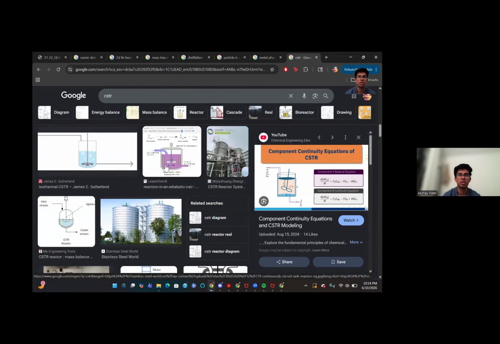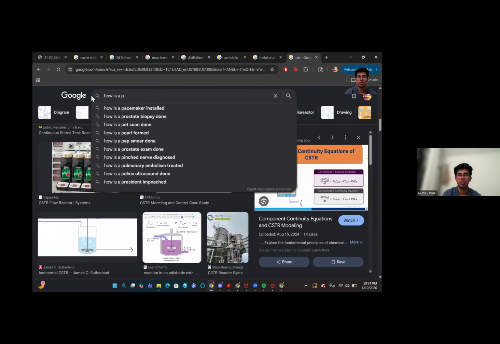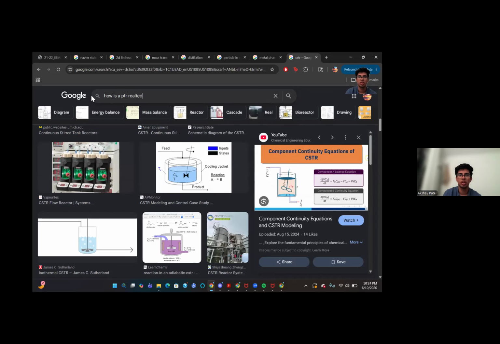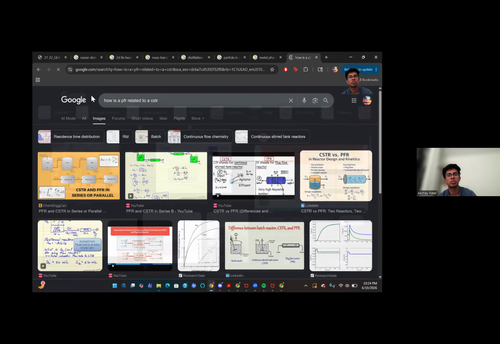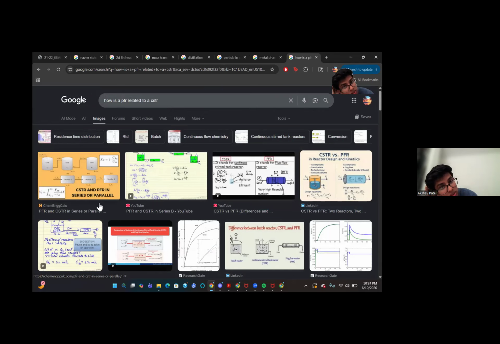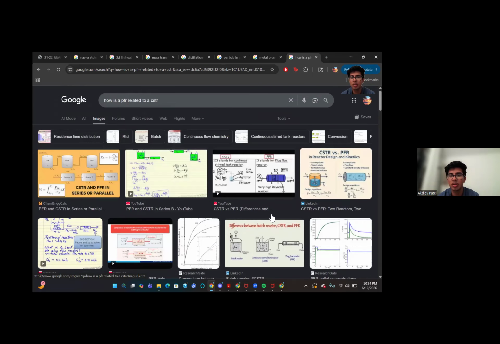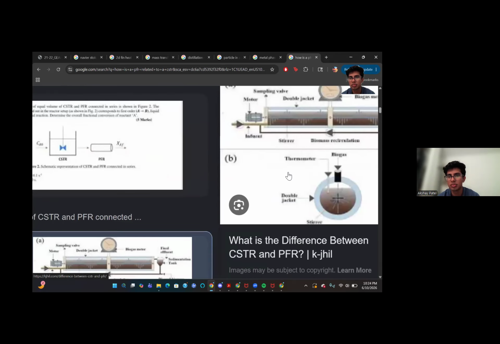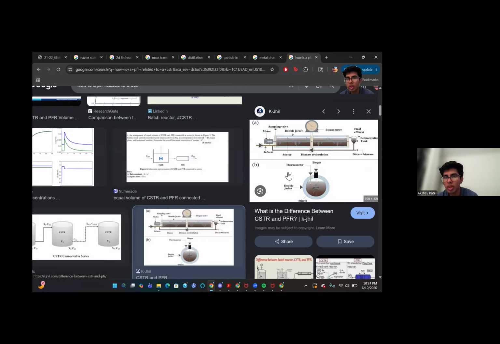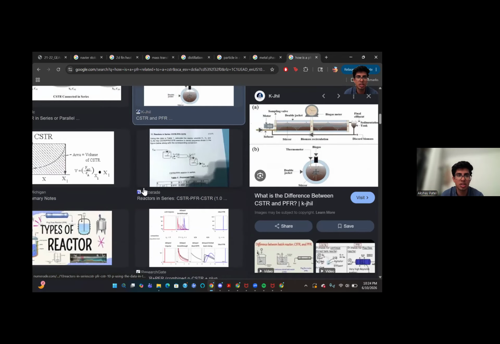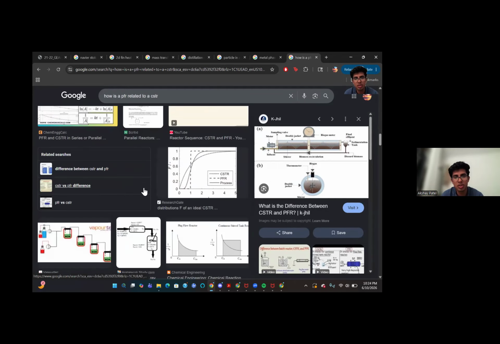a plug flow reactor. So how is a PFR related to a CSTR? A plug flow reactor has a reaction going along it over time. And a plug flow reactor is basically a bunch of CSTRs together, I think in series or something like that.